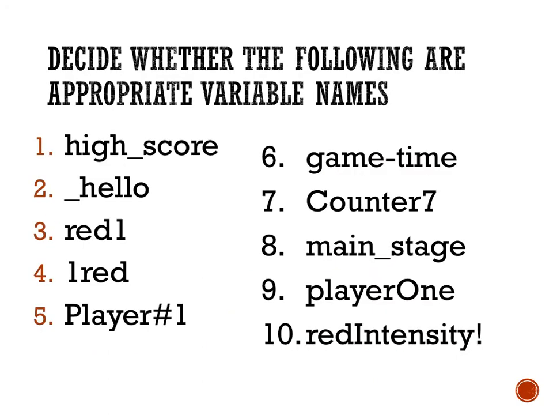So what I'd like you to do here is pause the video and go through these 10 and decide which variable names are appropriate and which are not and why. So again, pause the video, just jot down in your notebook which one of these variable names are appropriate, which are not, and then on the next slide we'll walk through which are appropriate and which ones have errors and would not be able to be used in C#.